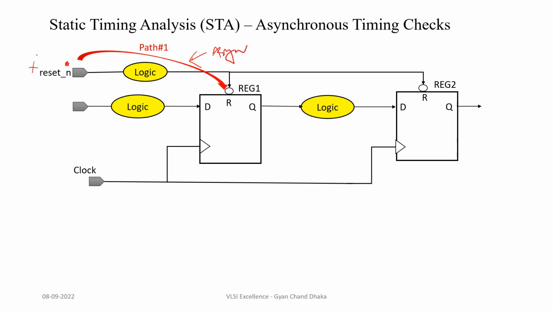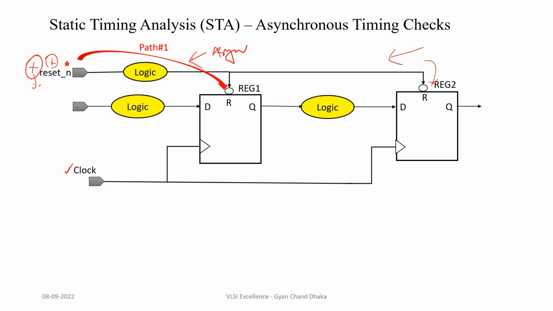The input port here is asynchronous. That means the toggling of this port is independent of the clock signal. Similarly, the path from the input asynchronous port to the next flip-flop is also an asynchronous timing path.